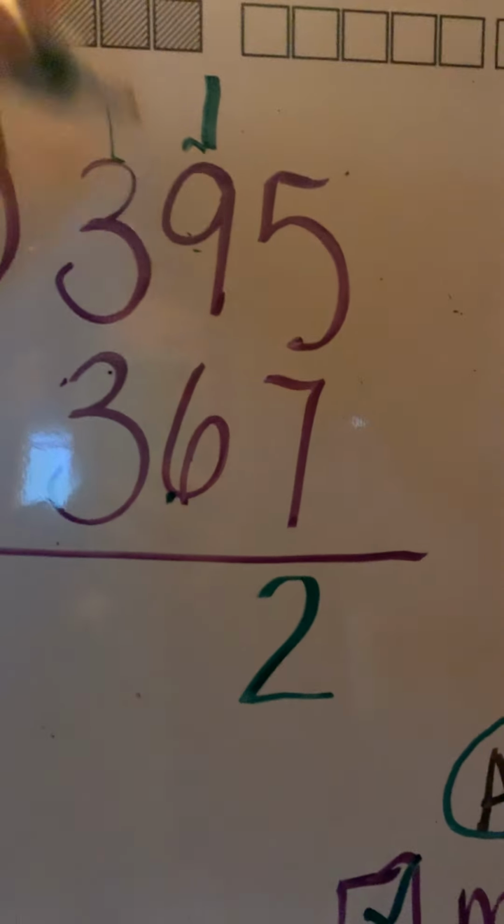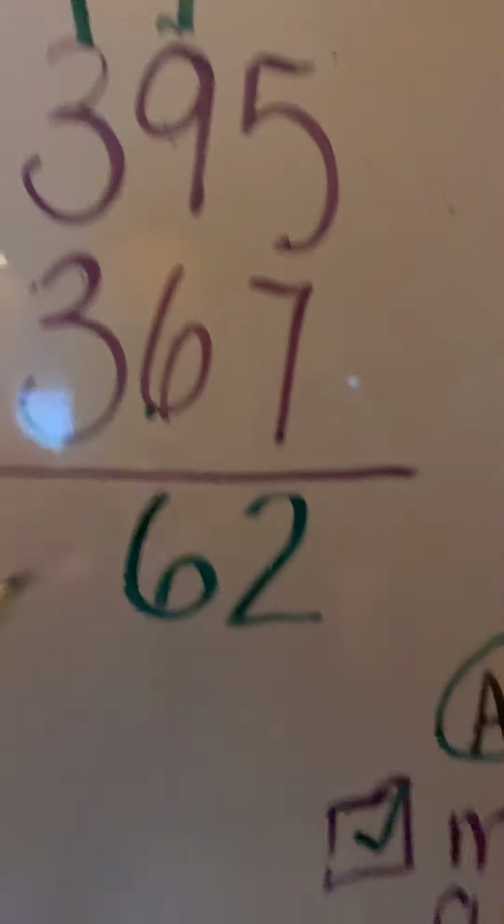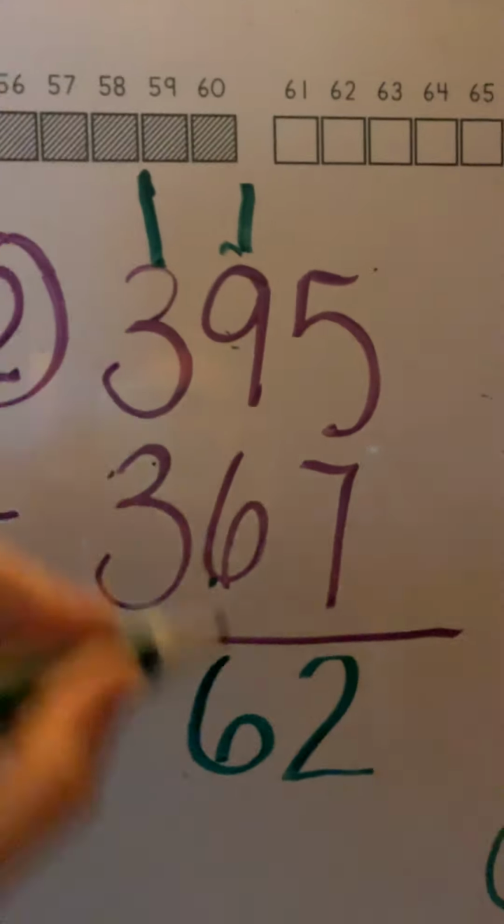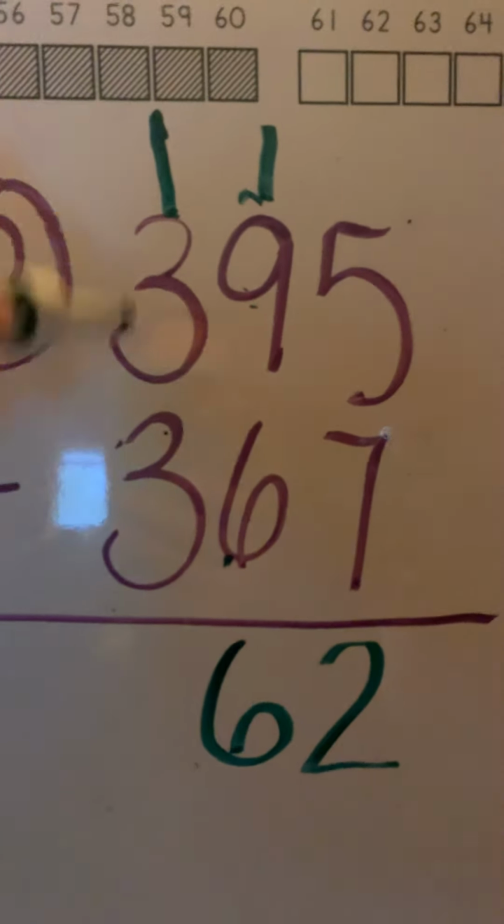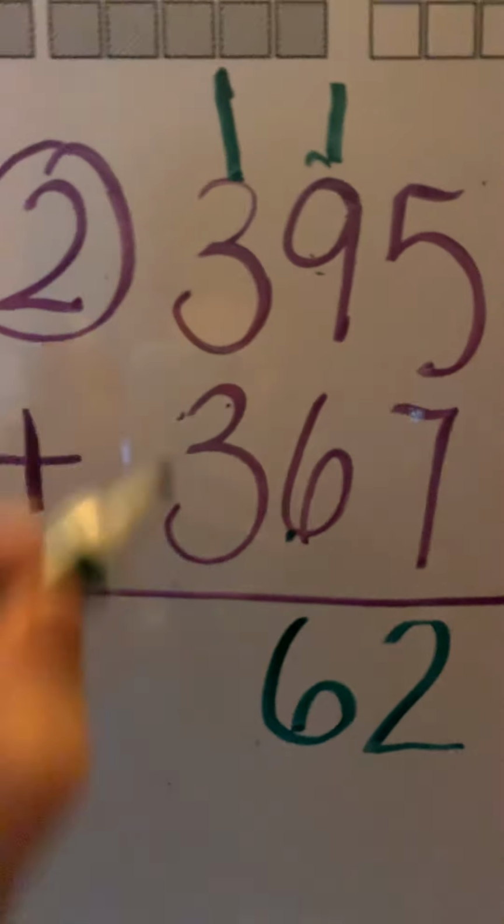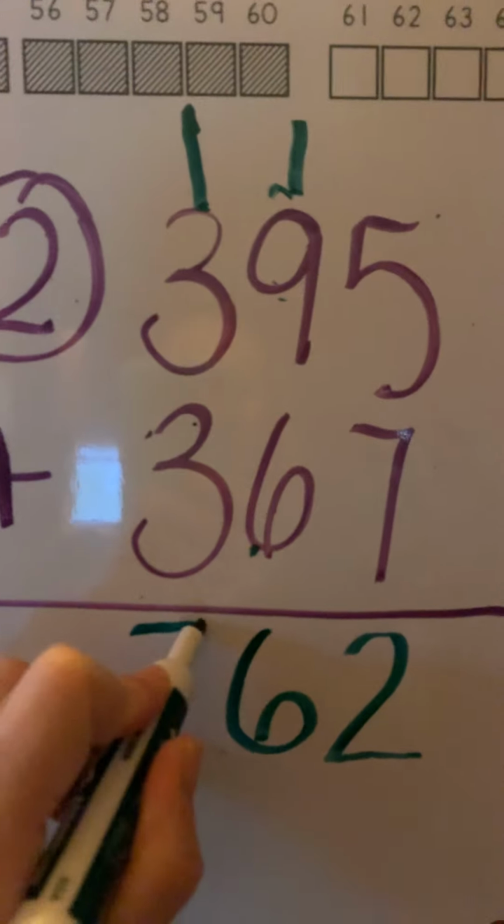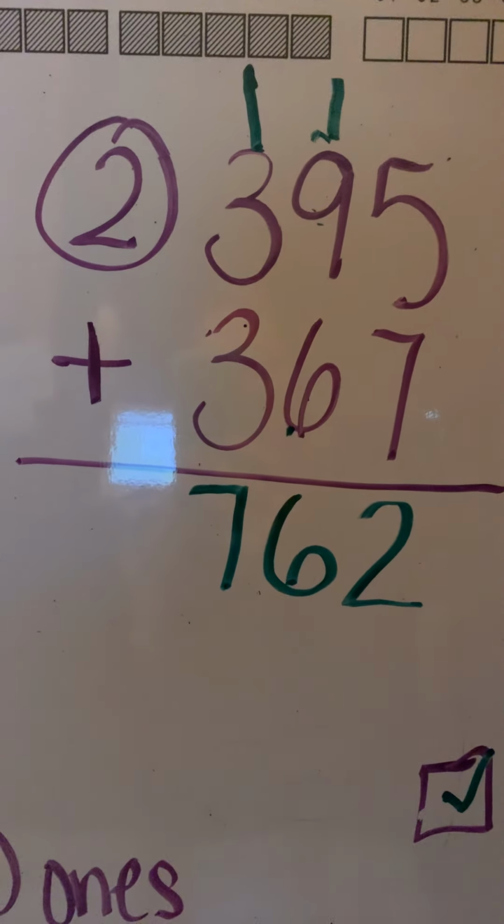How do we write 16? 160. Because it's 16 tens. Now we add our hundreds. 3 plus 3 plus 1 more is 7. So our answer is 762 for numbers 1 and 2.